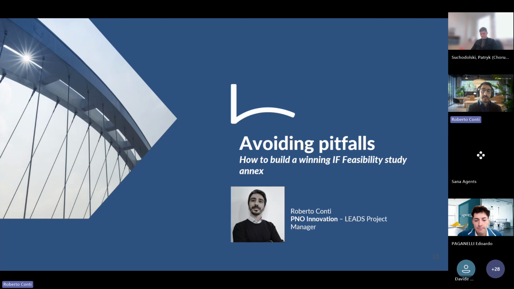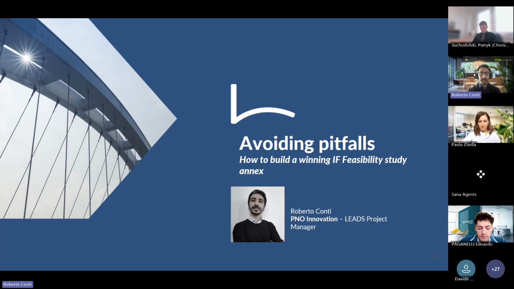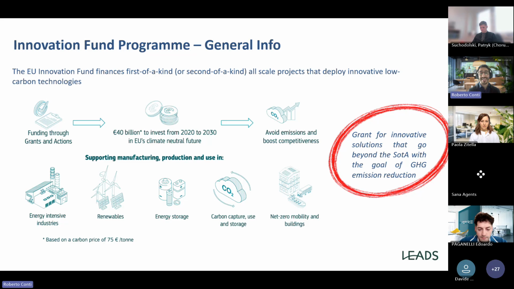With this presentation titled Avoiding Pitfalls: How to Build a Winning Innovation Fund Feasibility Study, next I would like to go into detail on the technical preparation of an Innovation Fund proposal and explore the key aspects that require particular attention to win, to prepare a good feasibility study annex. But before doing so, let me start with a short introduction about what the Innovation Fund program is.